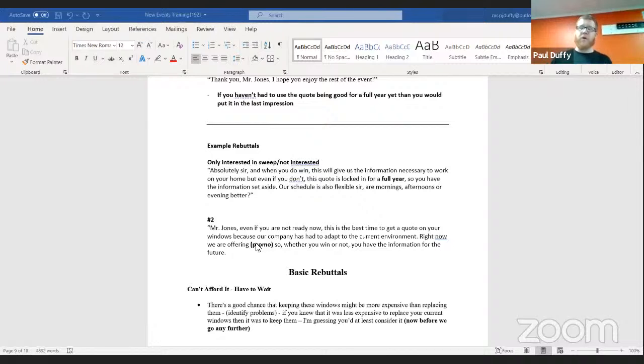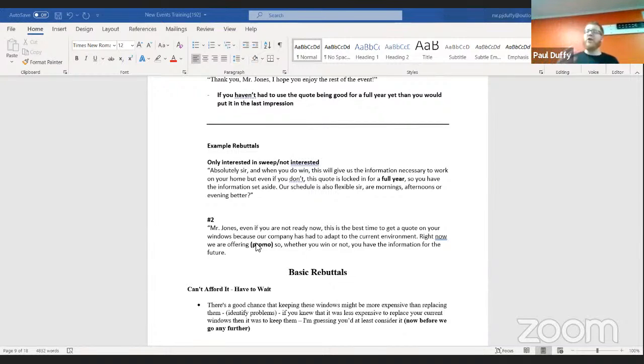Again, the number 2 problem that I hear is people kind of know this rebuttal, but they don't fully know it. Dude, it's not going to sound good unless you fully know it. You can't go, well, so if you're not ready now, then you can still get a quote on the windows because it's the best time to. We are having some promotions. So even if you win or not, you have the information. You can't do that and expect it to be successful. You have to use the actual rebuttal itself.